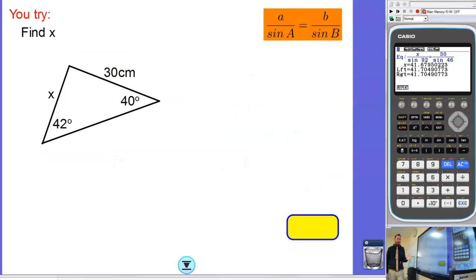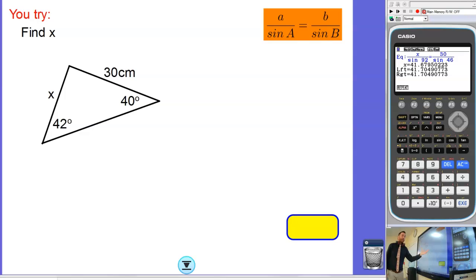So pause the video now. Maybe you go back if you need to remind yourself how we did this. Label it up carefully. Choose which one you want to make A, B, and C. Technically, it doesn't matter. You can do any one, but it makes your life a lot easier if you make A the thing you're looking for. Give it a go, and then I'll show you the answer in a second.